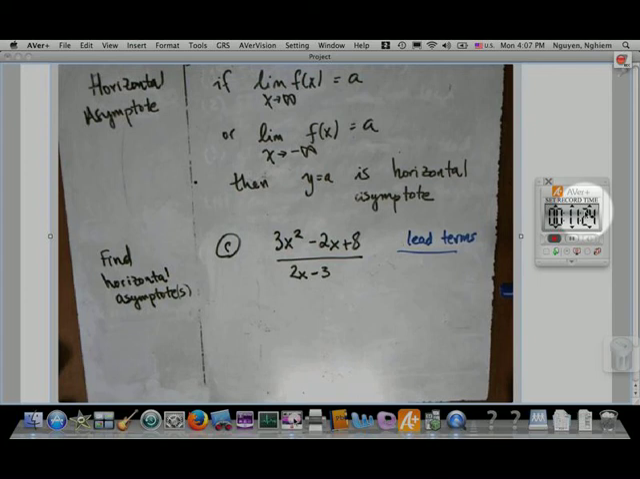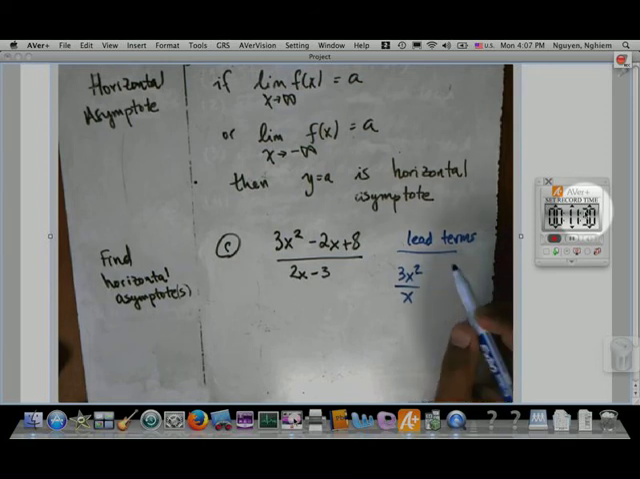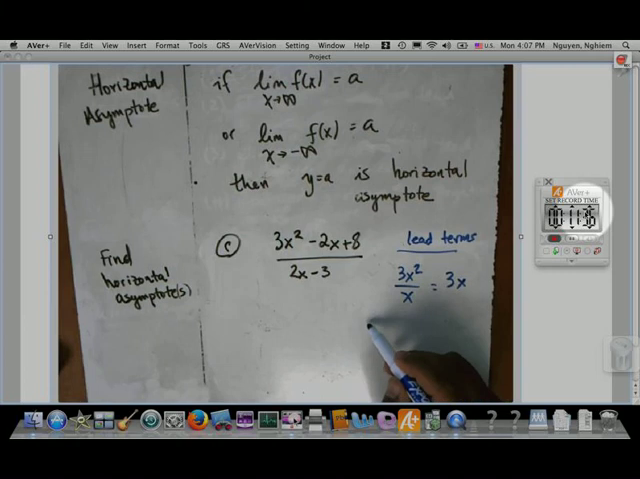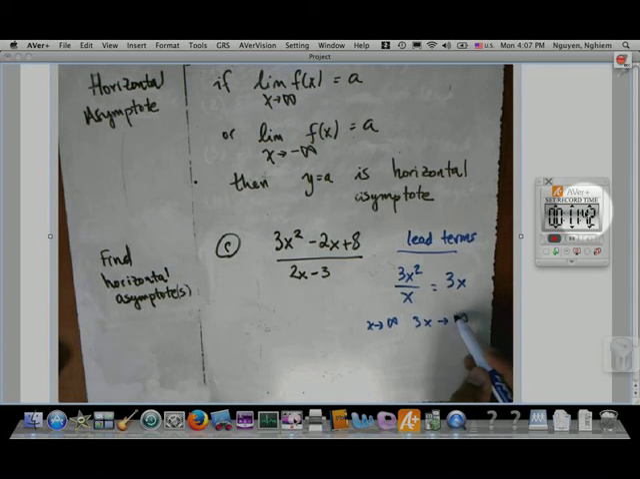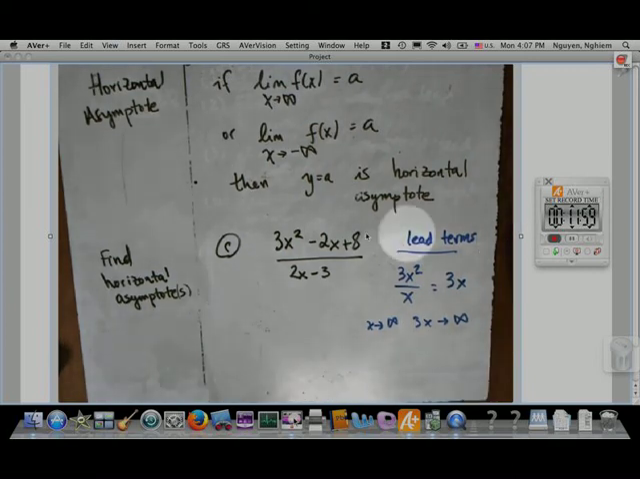So this time, take the lead terms again and get 3x squared over 2x. And this is going to simplify to 3x. And so as x approaches infinity, 3x also approaches infinity. As x gets really, really big, this number gets really, really big, and the whole thing is going to get really, really big. And so this suggests to us that there is no horizontal asymptote. In other words, the horizontal asymptote is infinity, which is another way of saying that it just simply doesn't exist. Okay? And let's look at our graph and try that.